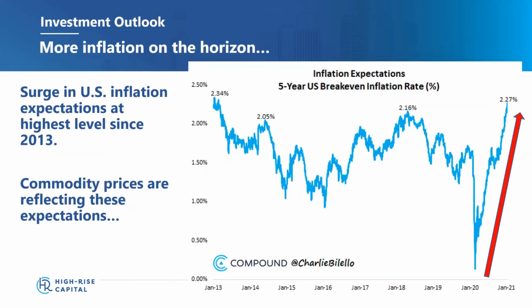We also have more inflation on the horizon. So these are the inflation expectations, and you can see where they started in the beginning part of the year 2020, and where they've actually gone to. We've seen a surge in US inflation expectations, and this is the highest level since 2013. Commodity prices are also reflecting these expectations. Look at the price of precious metals, timber, copper, gold, silver, like I mentioned, and look at corn, soybeans, and wheat.